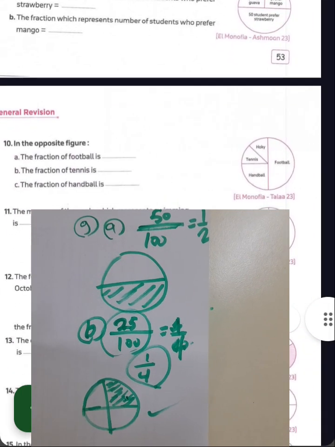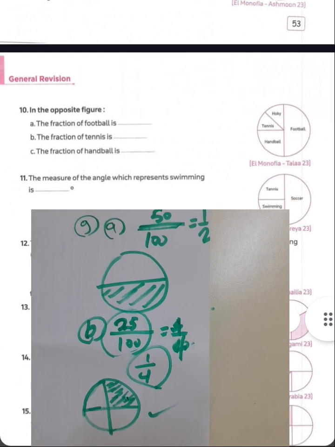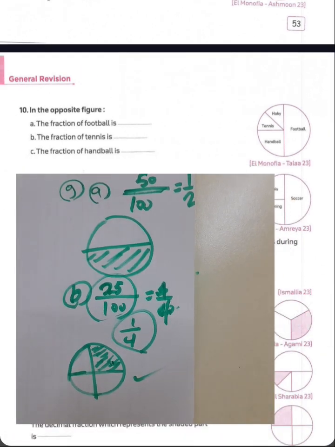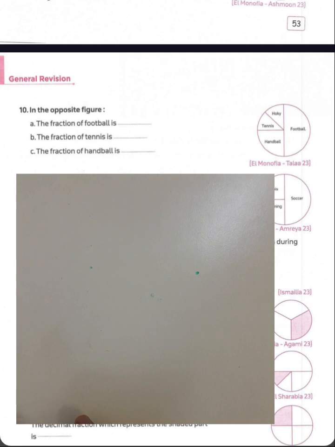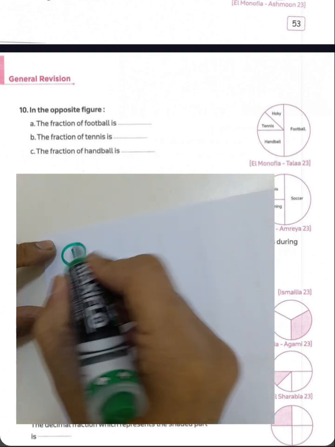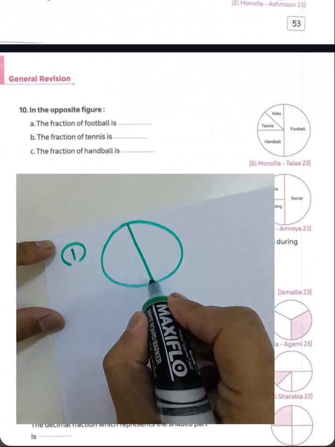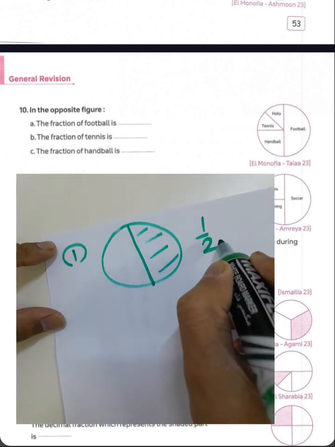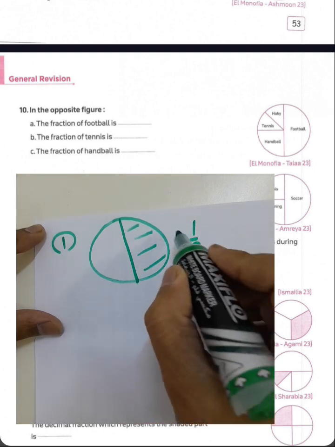Question here number 10. In the opposite figure, the fraction of football is what? Football here, he colored half of the circle. Then the ratio here about football will be 1 over 2, because he divided this circle and football will be half here. Half, okay. About letter A, it's football.